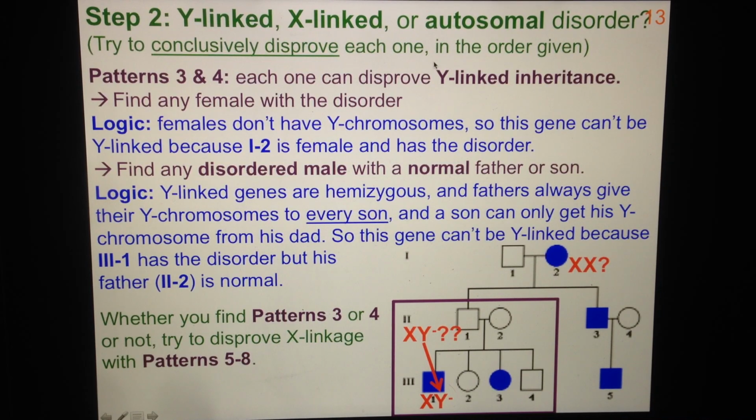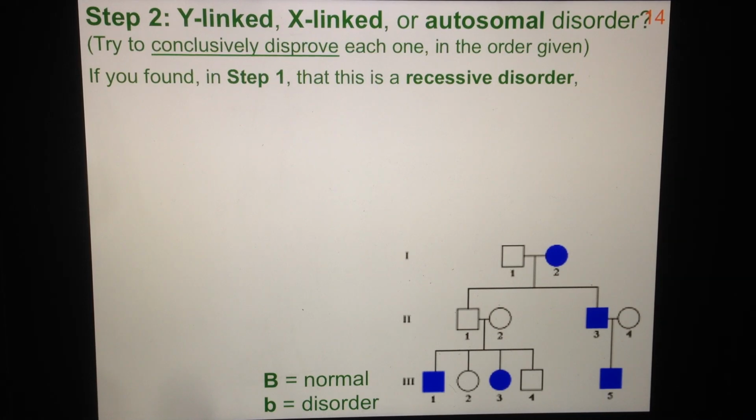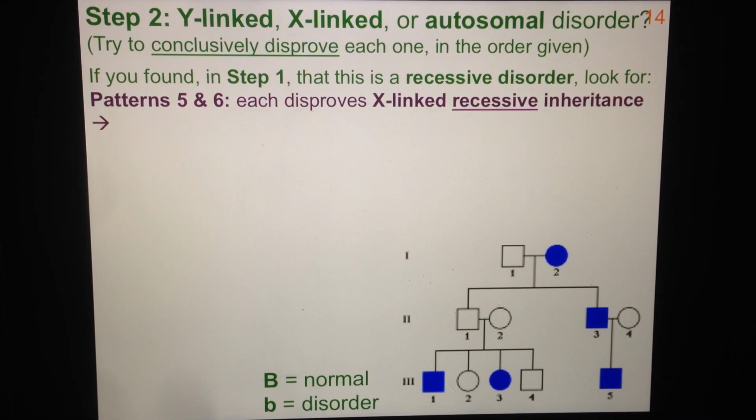To disprove X linkage, we actually have 4 different patterns we need to look for, and those are the last 4. If you found during step 1 that this is a recessive disorder, where big B is normal and small b is the disorder, then you'll look for patterns 5 and 6. When you're looking at X-linked, whether it's dominant or recessive matters, so figure out step 1 first, and then decide which ones you're looking for. If it's recessive, look for patterns 5 and 6. Patterns 5 and 6 both help you disprove X-linked recessive inheritance. We're looking at X-linked genes that are recessive disorders.